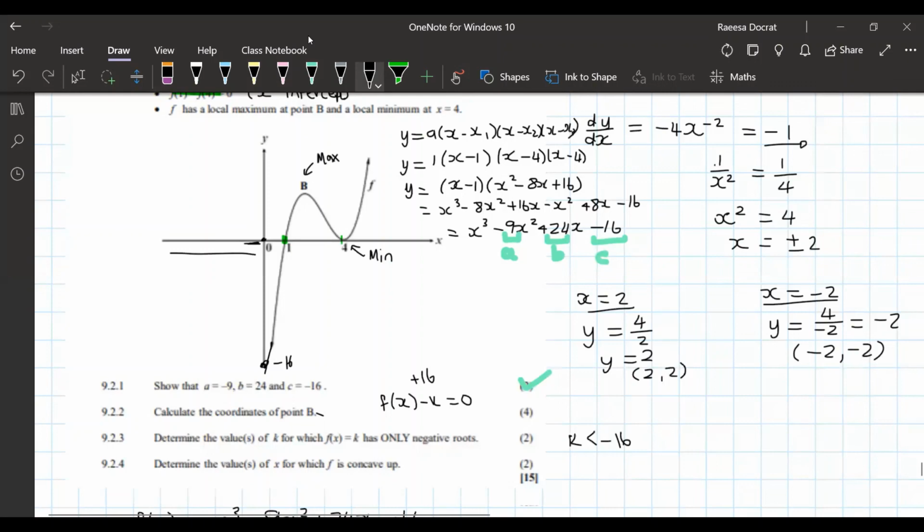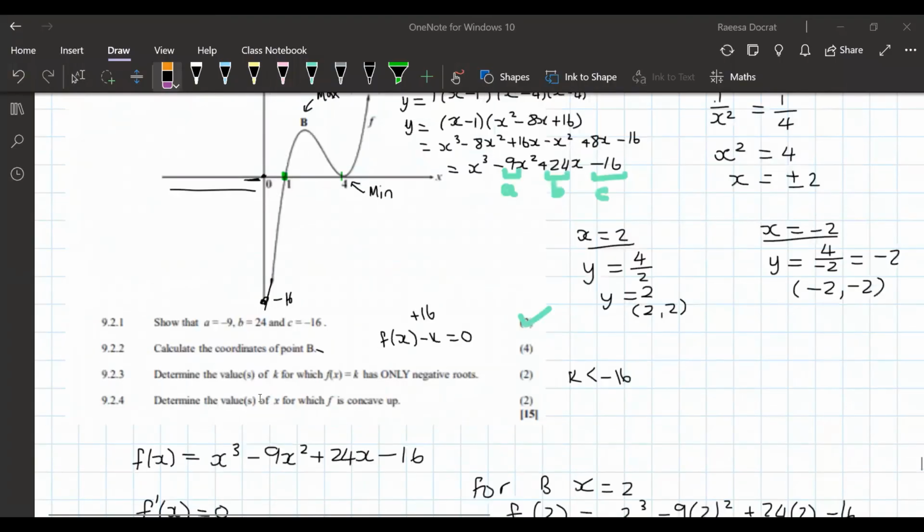So just be careful because we took the k over to the other side, that's minus k. If you have anything bigger than positive 16, which is the same as shifting 16 units up, it will have negative roots. So we're going to say k is less than minus 16, because remember you're going to have minus k. So it's going to be then that positive that we're looking for.